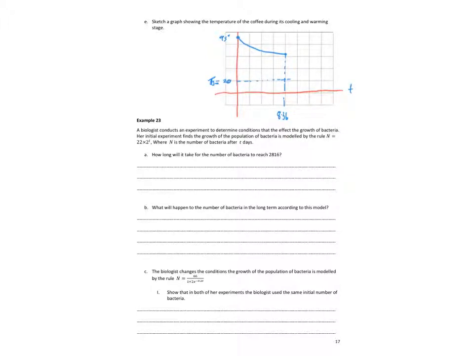Then my next function came in. Now it was heating up to a maximum temperature of 85, I think, from memory. So if that's 80, 20, 40, 60, 80, 85 might be there. So it's got an asymptote at T equal to 85. And it's going to increase that way to a maximum. Sketch the graph showing the temperature of the coffee during its cooling and warming stage. So I reckon that covers that.